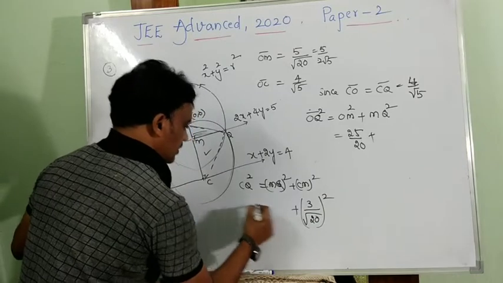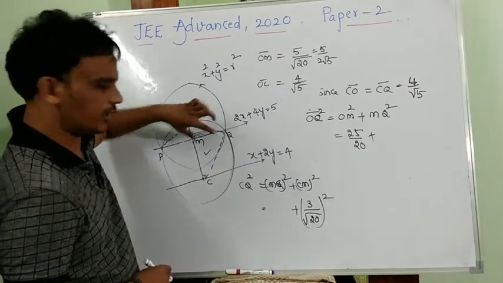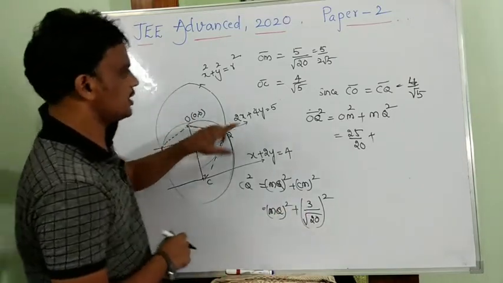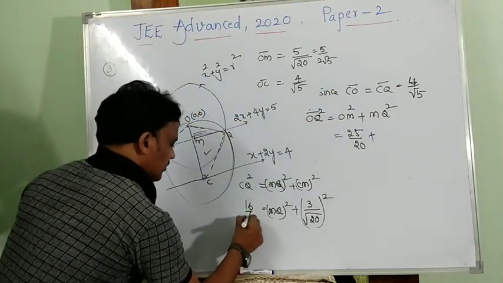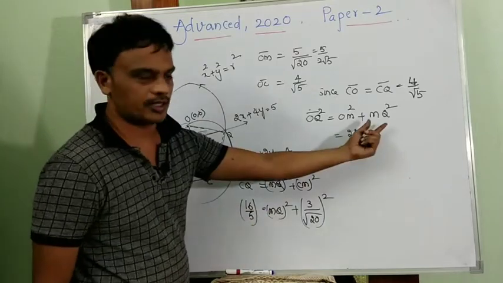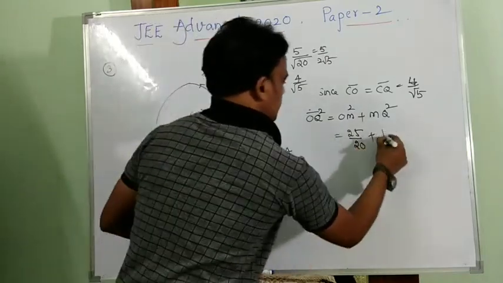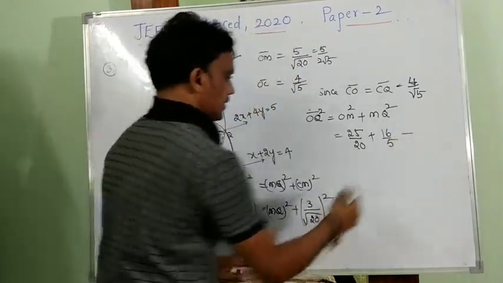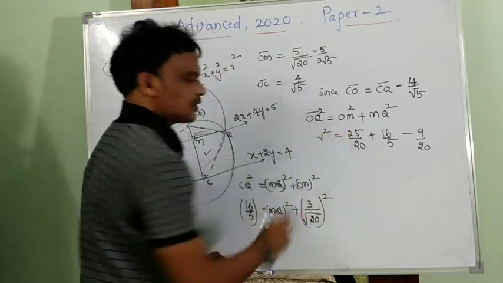And plus MQ square. Actually, MQ square we don't know, we should find that value. MQ square equals CQ square minus CM square. What is the CQ square value? 4 by root 5 squared is 16 by 5. Now that MQ square value I am going to write. It is 16 by 5 minus 9 by 20. So total it is OQ square, which is nothing but radius square.